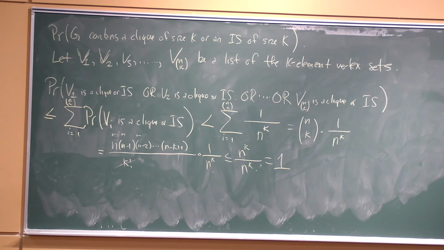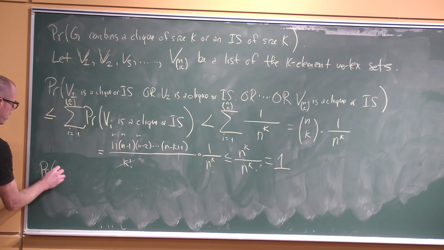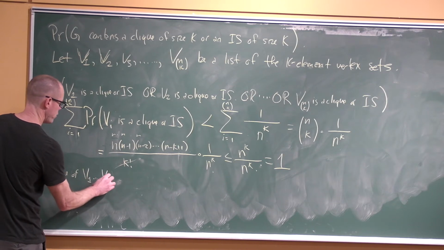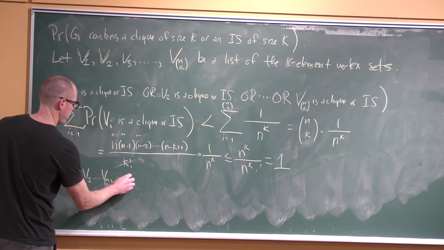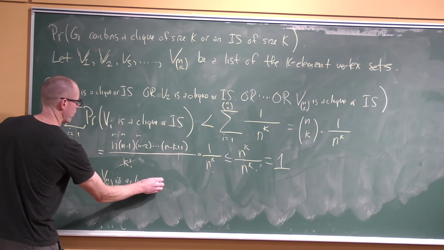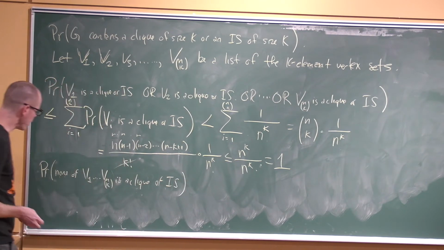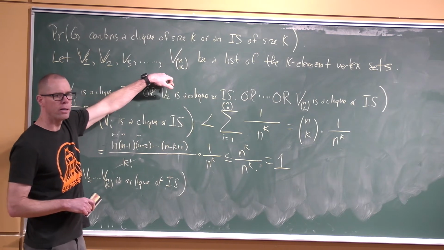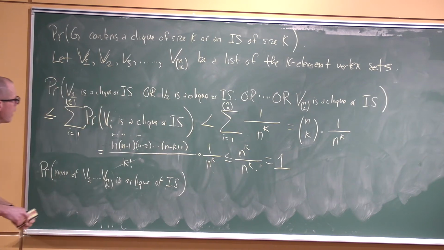So that means the probability that none of V1 through Vn choose k is a clique or independent set. So let's think about this for a second. If none of these is a clique or an independent set, that means that none of these things happen, right? V1 was not a clique, V2 was not a clique, V3 was not a clique, and so on. So actually, that's the complementary event.